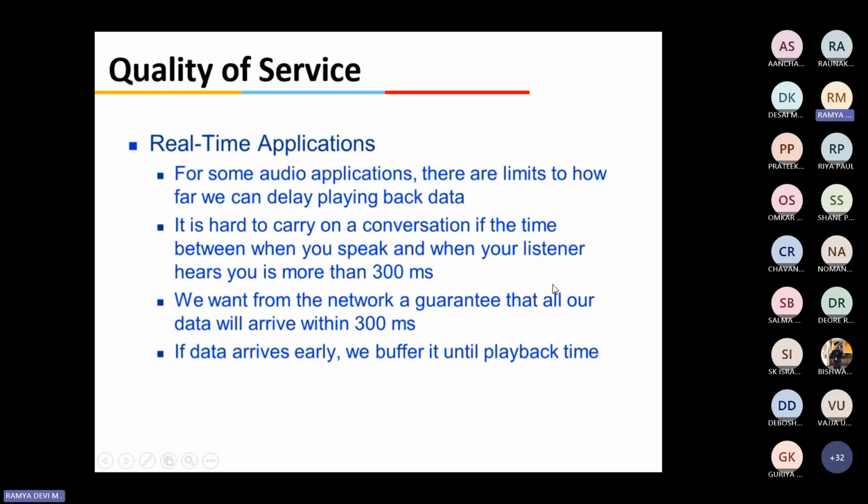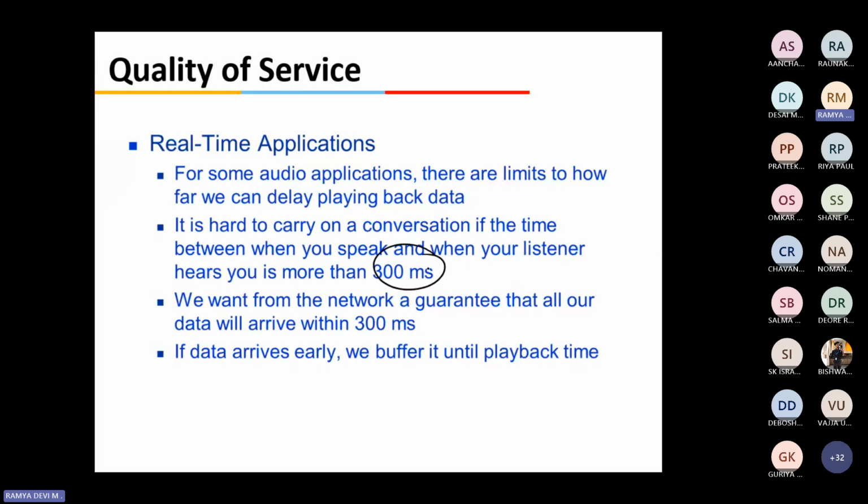Right, so the next one: the importance of timing in audio applications. In real-time audio applications, timing is everything. There are strict limits on how much we can delay the playback of the audio data without affecting the user experience. You're speaking to someone over a call. If there is a delay of more than 300 milliseconds, what will happen when you speak and when another person hears you? The conversation happens with a 300 millisecond gap each time, so it becomes unnatural.